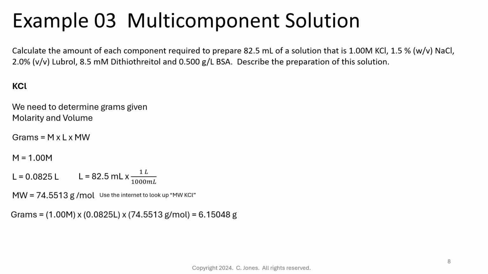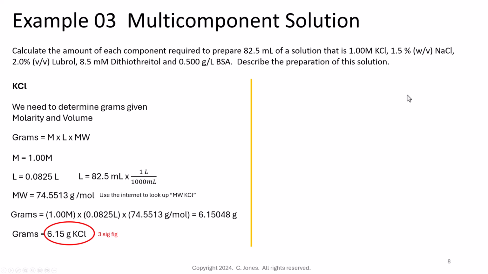We get our answer of 6.15048 grams. But you know, too many significant figures. So we look up here. 1.00 is 3 significant figures. 82.5 is 3 significant figures. There's 6 significant figures here. So our final answer has to have 3 significant figures. Okay, what's next?